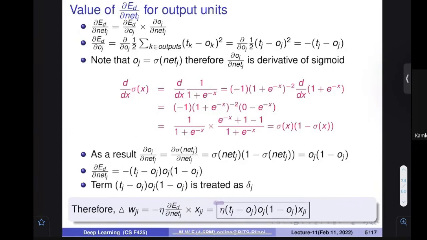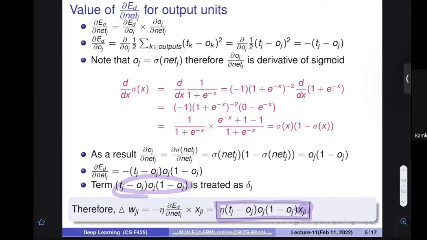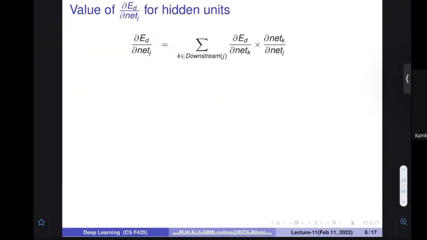For the output unit, this is what the formula is. Any problem in this? Eta times this particular part multiplied by xj. Make sense? So that's why this was written in that particular part. Any problem? Yes or no? No problem? Great. Let us see the second part.